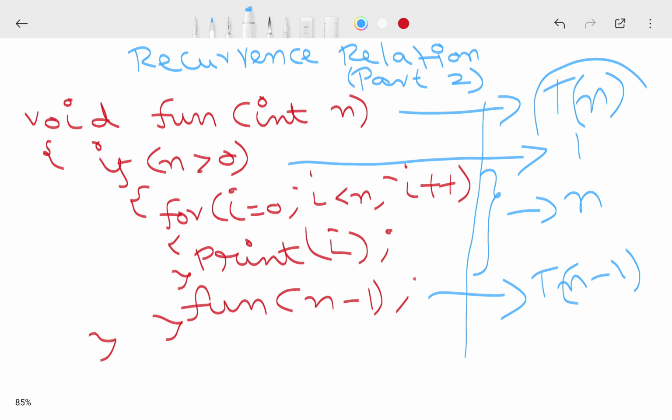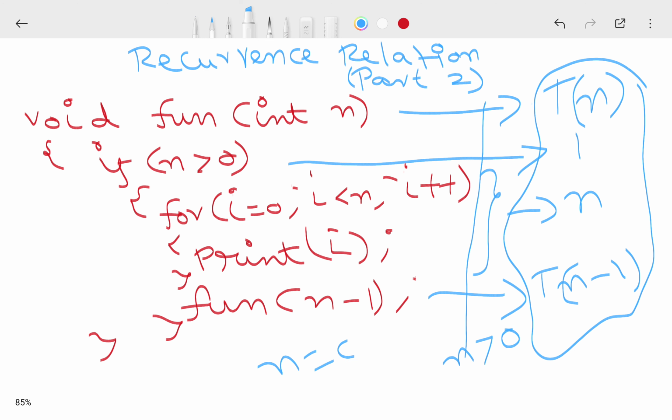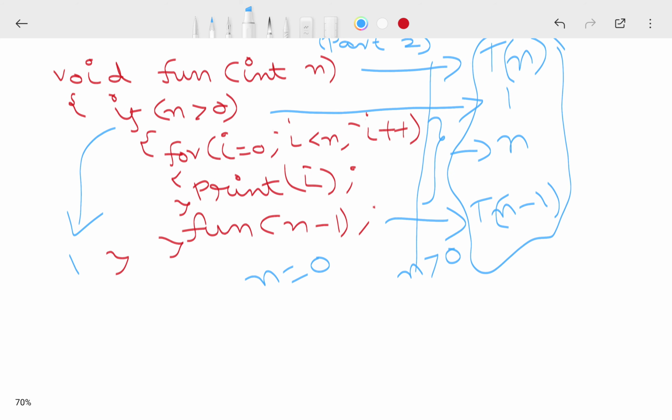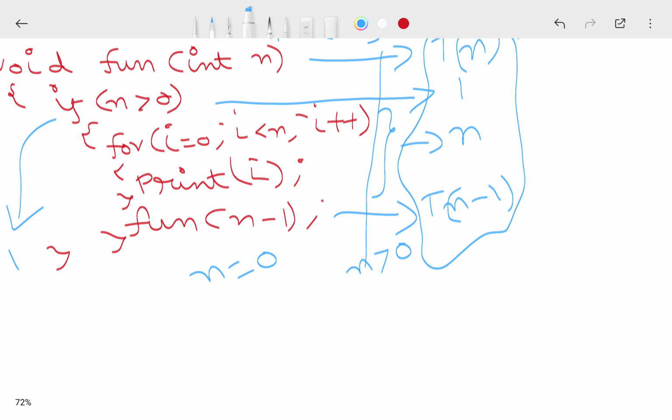So this T of n is for if n is greater than 0. Suppose if n is equal to 0, then only this if condition will be executed. So for n equal to 0, the T of n value will be 1. So now from this we can form the recursive function.